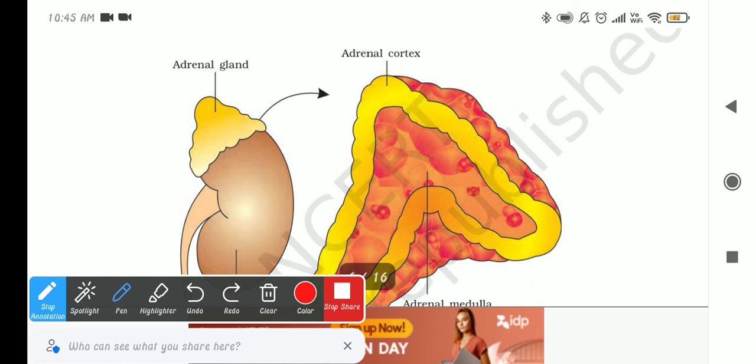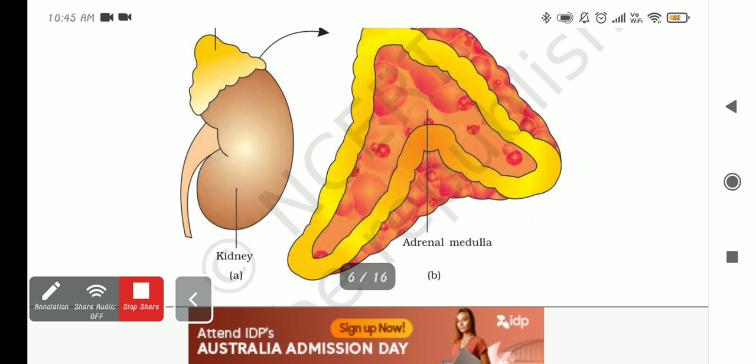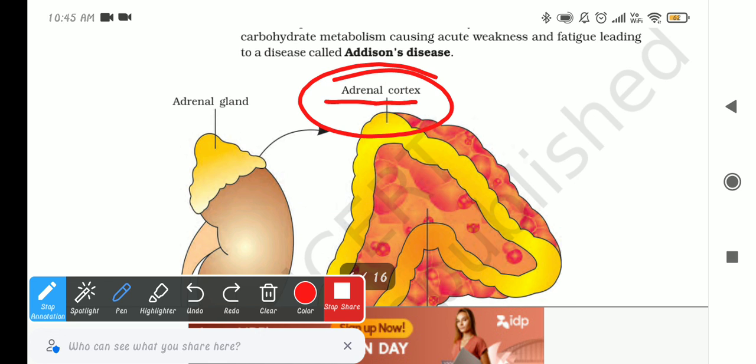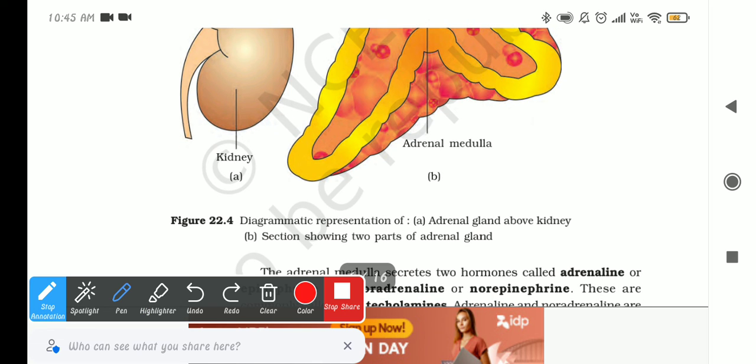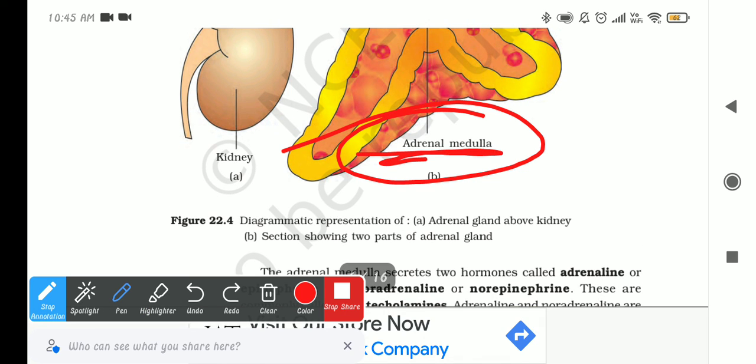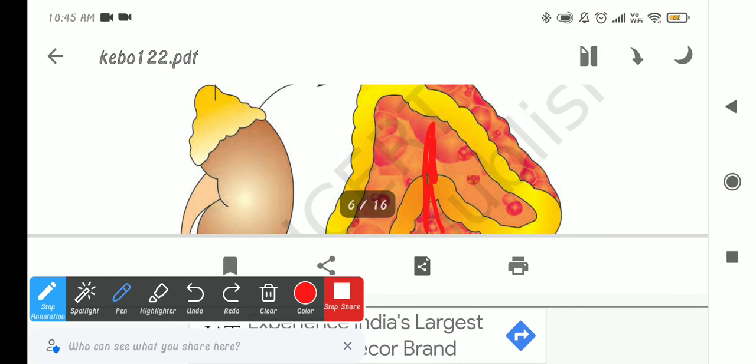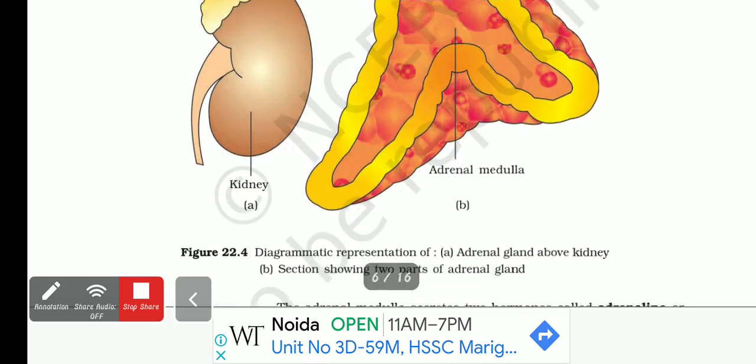This is the adrenal gland we have, and it looks like this. The outer region is called the adrenal cortex. It is outside, so it is called the adrenal cortex. And the inner, central one is called the adrenal medulla. This inside portion is the adrenal medulla.